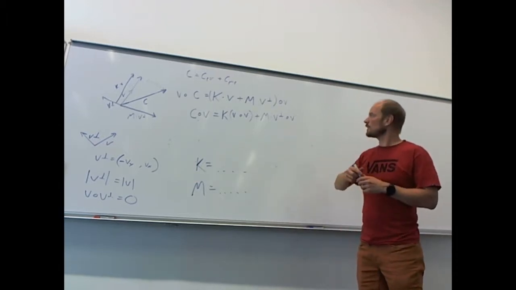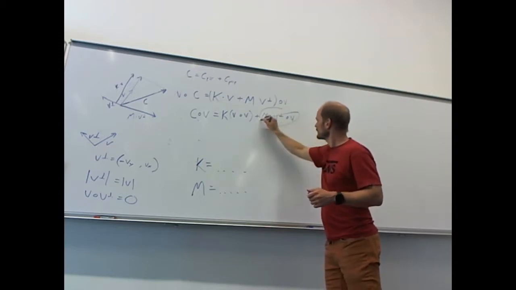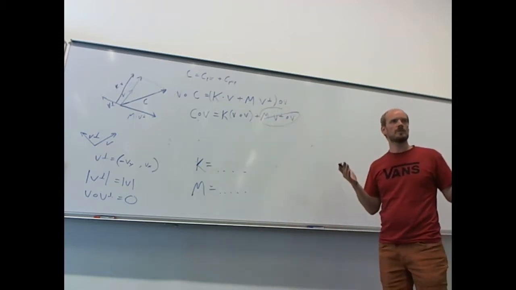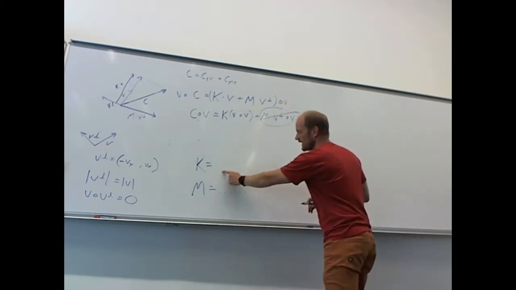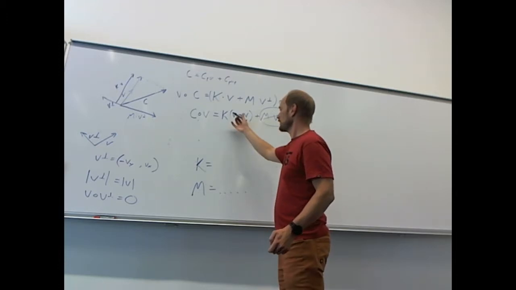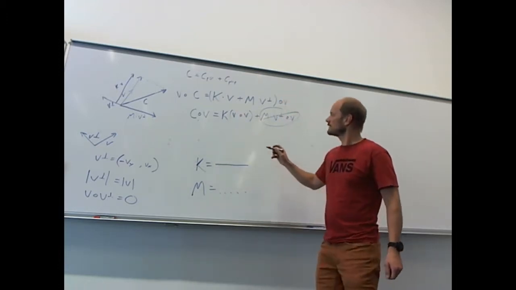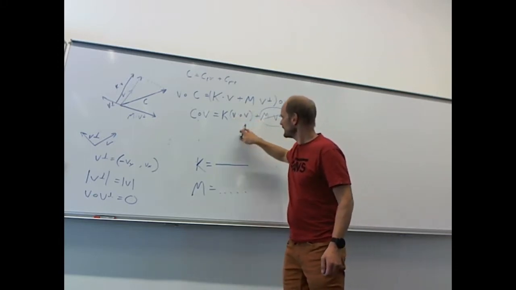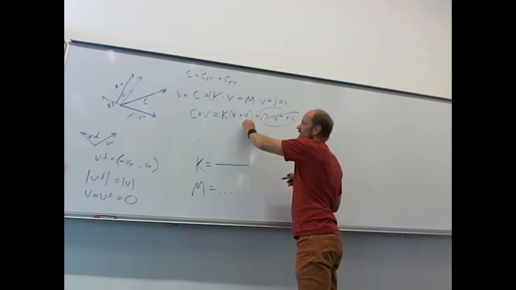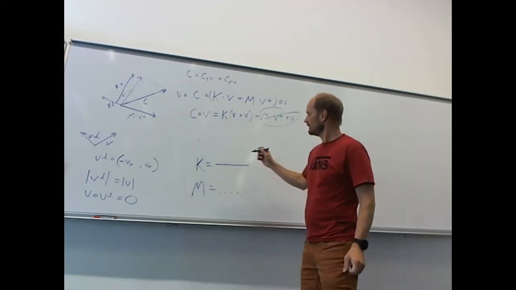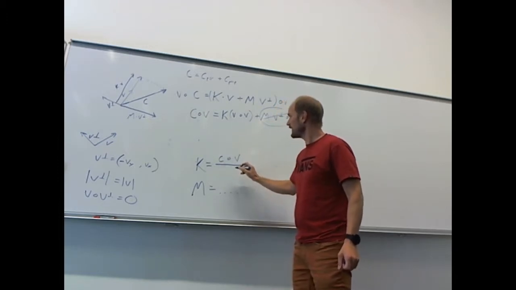Okay, so what happens now? v perp dot v is always 0, right? So this entire thing disappears. So now I have one unknown, and I want to solve for this unknown. So I have k here, and what is k going to equal in the end? If I simply take this and divide it into both sides, so this entire thing divided by v dot v, k equals c dot v divided by v dot v.